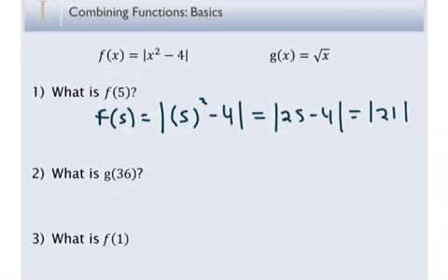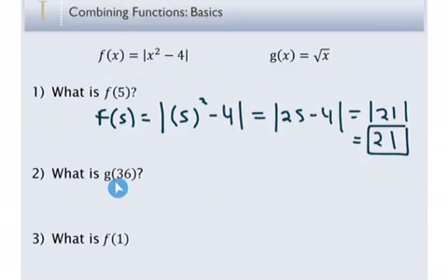And this is already positive. So I've got 21. The absolute value of 21, that's just going to be positive 21. So anytime you see these absolute value bars, it's always going to be positive. If this were negative 21, our final answer would be 21. It's positive 21, our answer is still going to be positive 21. So that's the answer to A. Now let's look at another function.